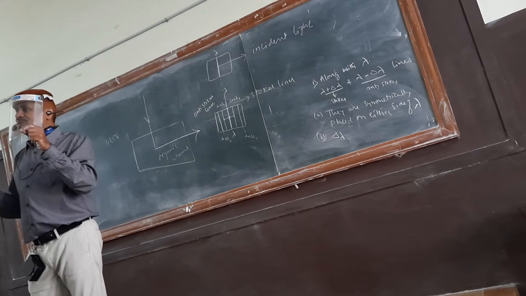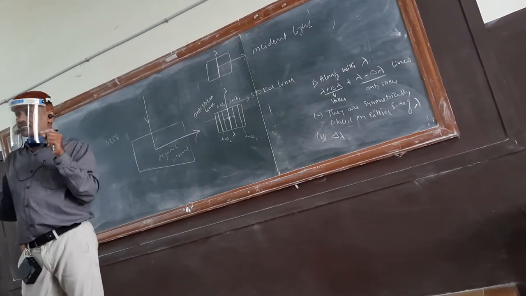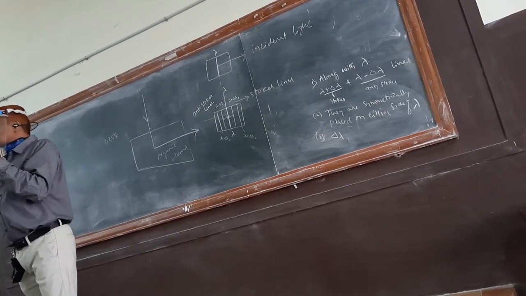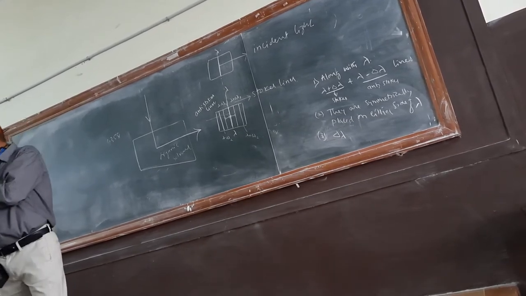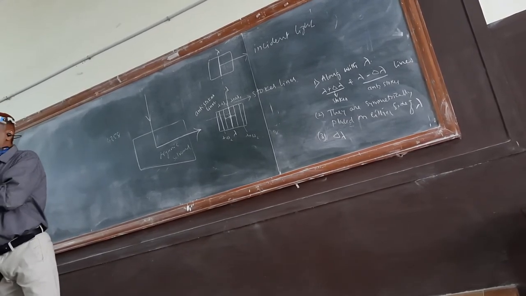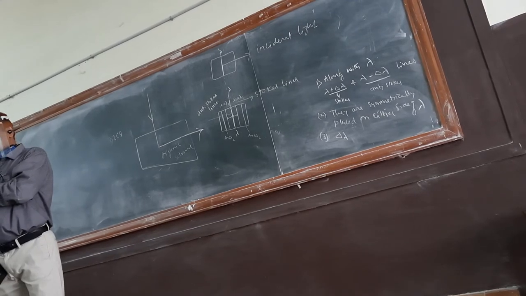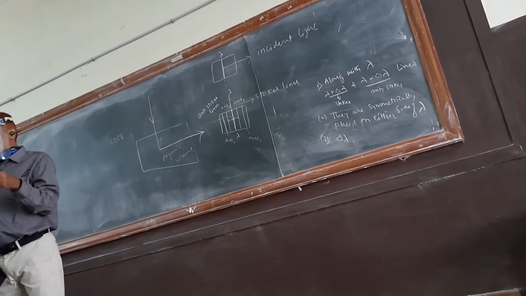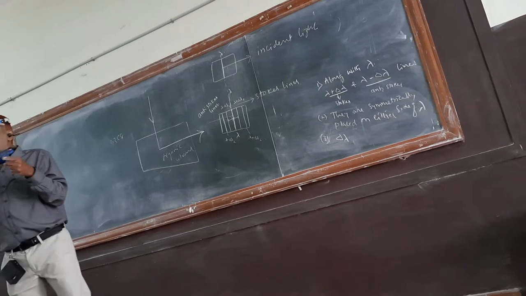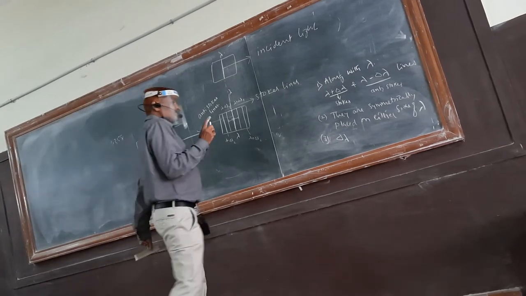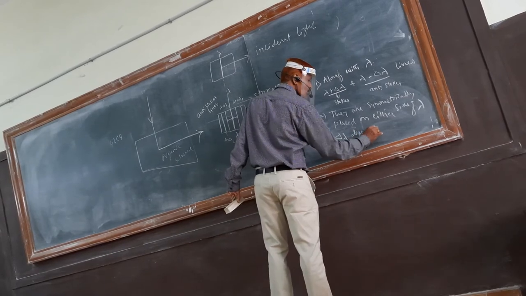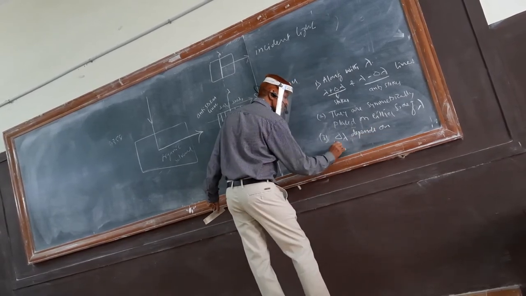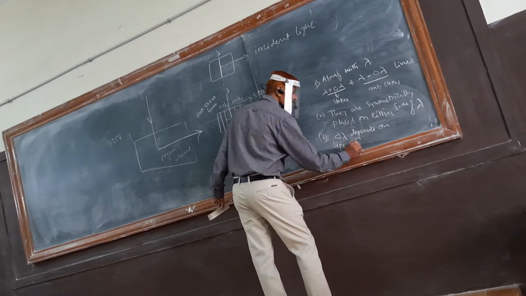Okay. What I want to stress is that the change in the wavelength depends on the scatterer but not on the incident wavelength of the light. It depends on the type of the scatterer, the type of the medium. And the third one, delta lambda depends on the type of scatterer, not on the light.